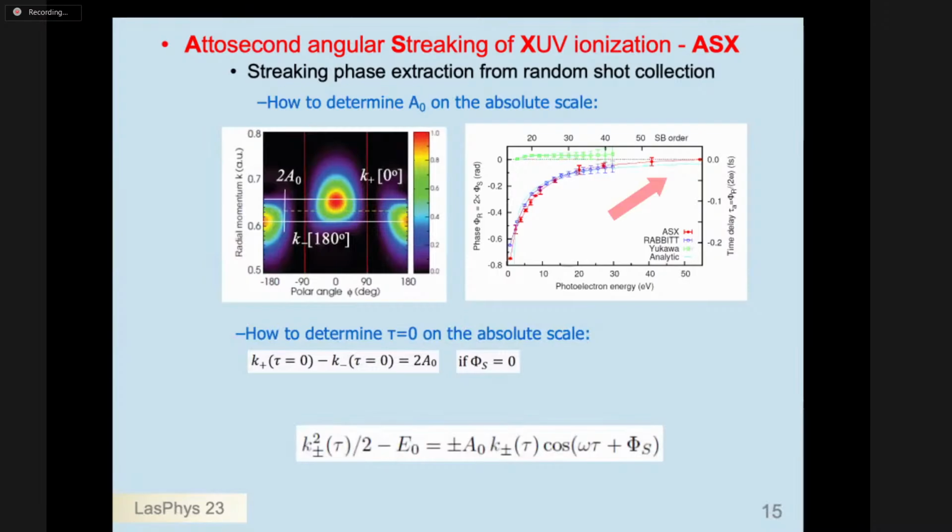provided the scattering phase or streaking phase is zero. And we are absolutely sure that if the photoelectron energy is sufficiently large, then the streaking phase is zero, because a fast photoelectron cares very little about any scattering potential. It just propagates without any scattering. That's a very well-known physical effect.